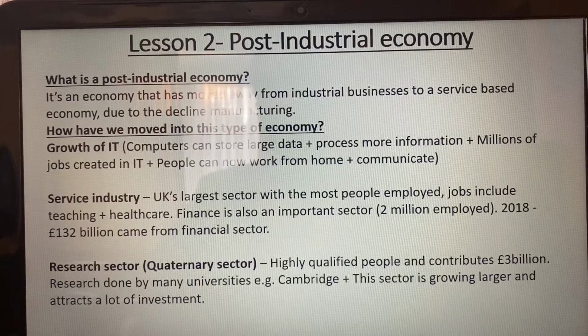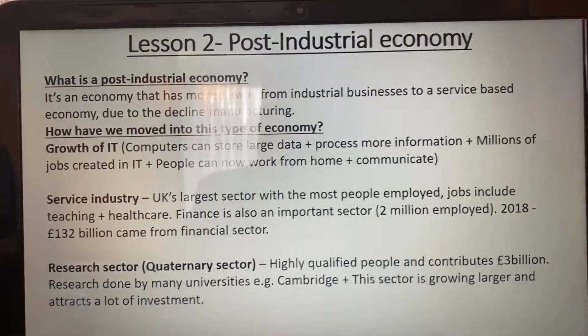And lastly, we've got the research sector. This is a sector that's fairly new, and what's special about it is that we've got the most highly qualified people who work in this sector. Graduates that are highly qualified contribute up to about 3 billion to our economy. Again, what kind of research is done? It's mainly done by universities such as Cambridge. And this sector is growing a lot and attracting a lot of investment.